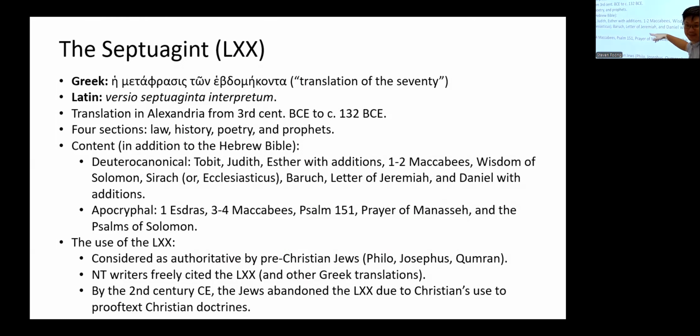So 1-2 Maccabees, Wisdom of Solomon, Sirach or Ecclesiasticus, Baruch, Letter of Jeremiah, and Daniel with additions. And Apocrypha books such as Esdras, 3-4 Maccabees, Psalm 151, Prayer of Manasseh, and Psalms of Solomon, not found in the Hebrew Bible. Some would say these ought to be in the Bible, and some Christian denominations have these in the Bible.